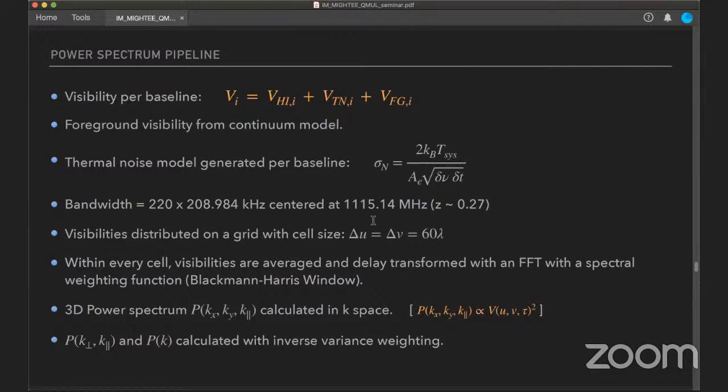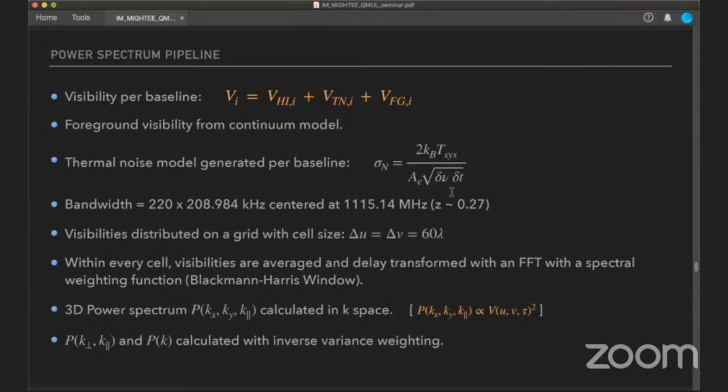So we start with the visibility per baseline. This can be either from simulation or from the actual data. For our simulation, we take the foreground visibility from the continuum model. And per baseline, we also generate the thermal noise. We take it as a Gaussian random process, in which we populate the real and imaginary parts of the visibility for the thermal noise component with this sigma.